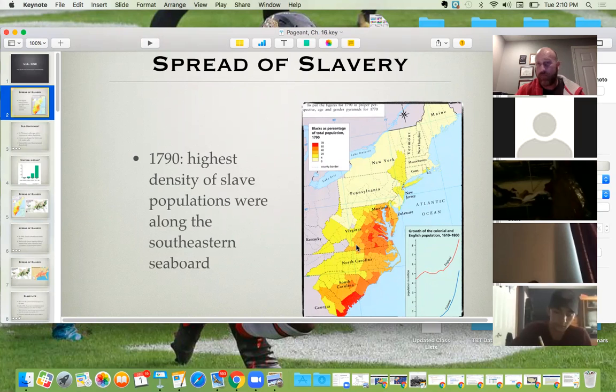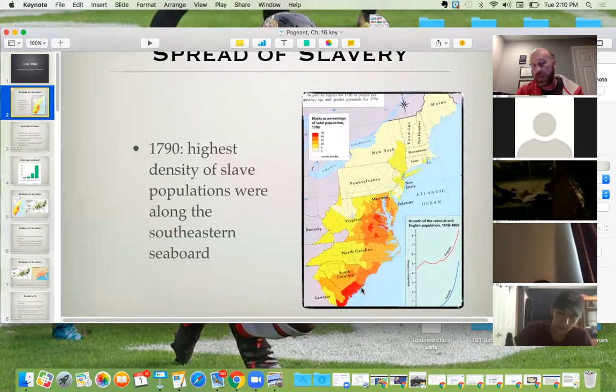1790, so here's a map, is when slavery started to be introduced in greater numbers in the United States. And what we see is the darker concentrations being the darker concentrations of slave populations, the highest density, right? We're along the southeastern seaboard. And you'll notice the concentration of slavery in South Carolina, which will be the strongest proponent of secession really since the time period of Andrew Jackson.